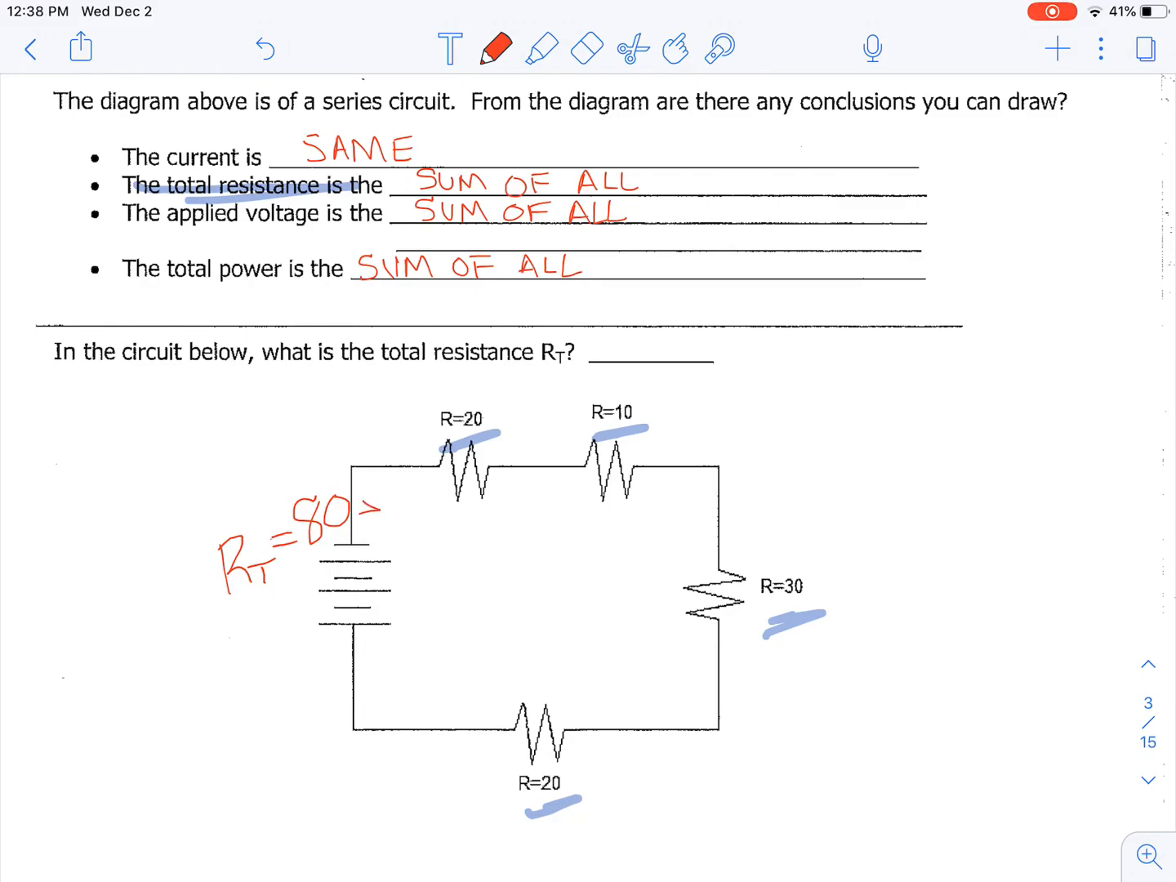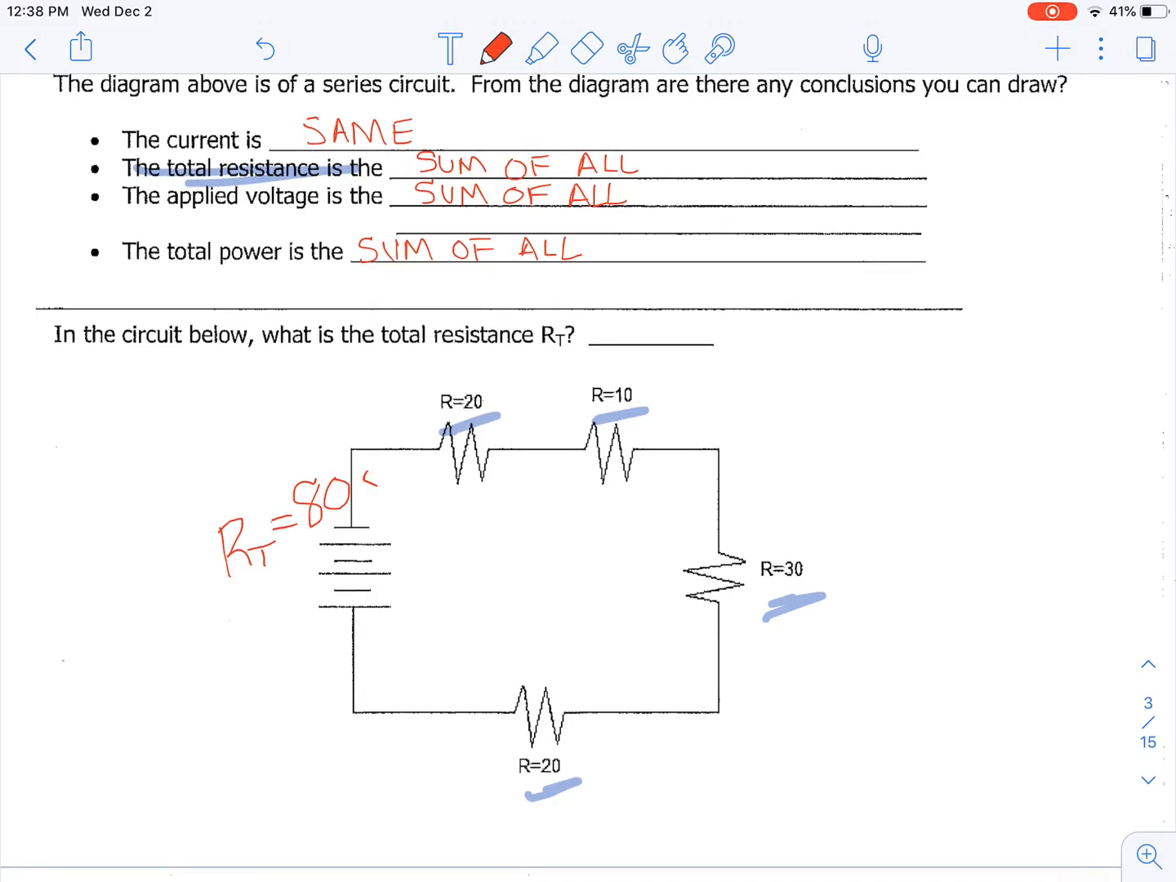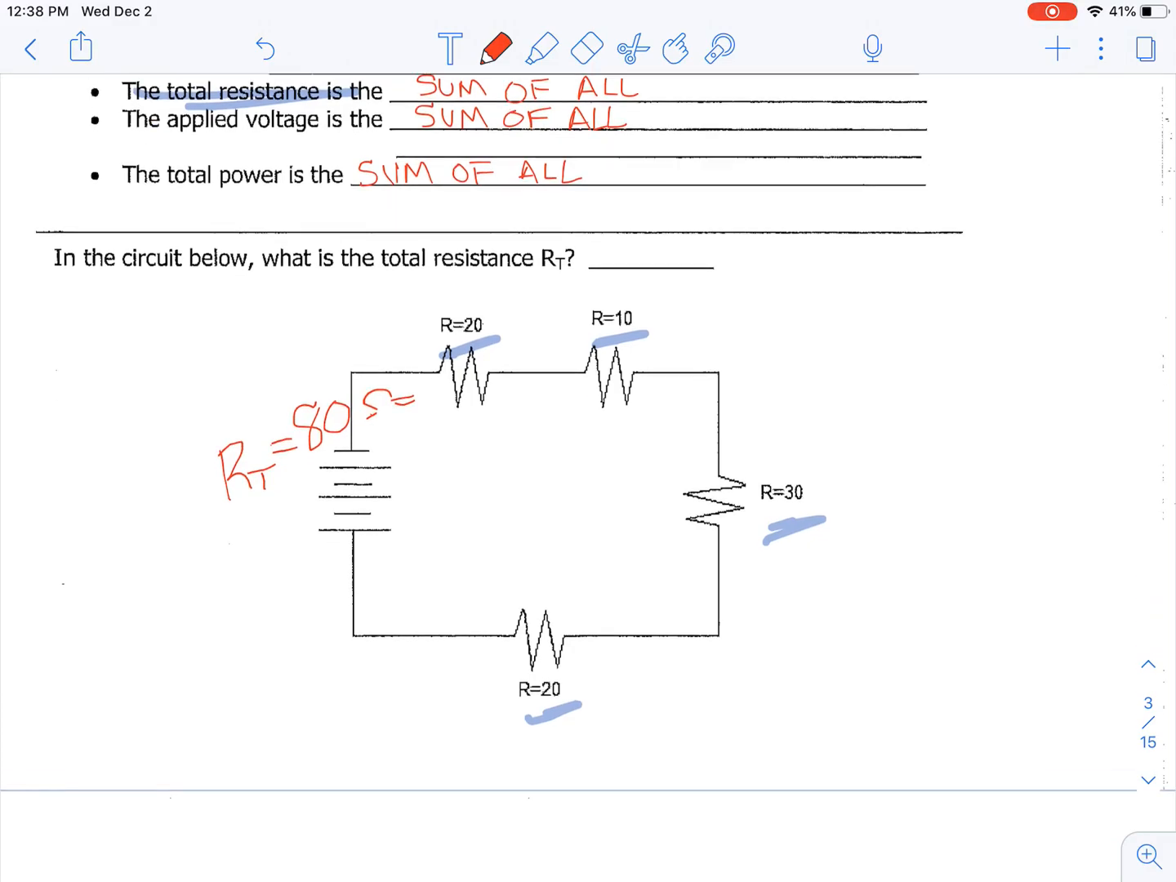ohms. And ohms is like a little horseshoe thing. Looks like a little upside down horseshoe. It is the Greek letter omega. It is named after the scientist that discovered it. His last name was Ohm.